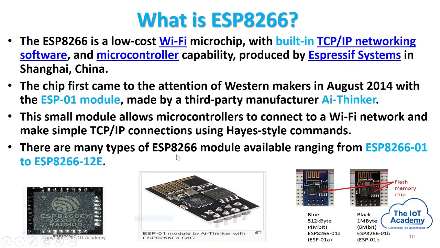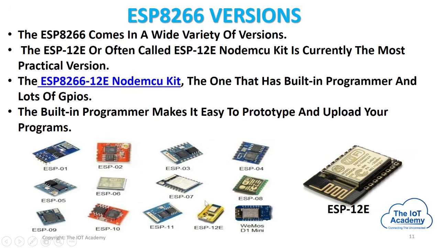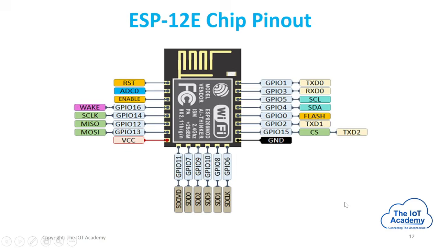So there are many types of ESP8266 module available, ranging from ESP8266-01 to ESP8266-12E. This is the small microcontroller ESP8266 and this is the flash memory. This complete chip is called ESP12E, ESP01 like this, and this is the microcontroller ESP8266. These are the ESP8266 versions, ESP01, 02, 03, 04, 05 like this up to 12E. This is the famous one, the ESP12E, that we are using in NodeMCU. So this is the ESP12E chip pin out.